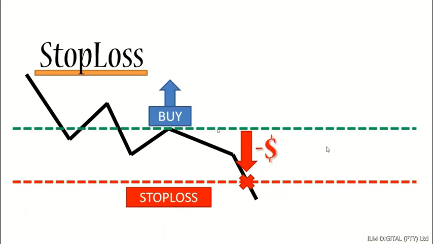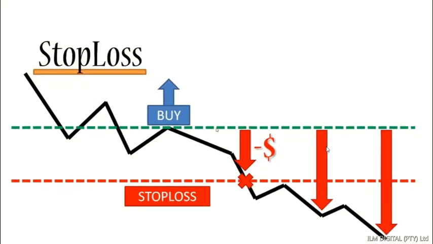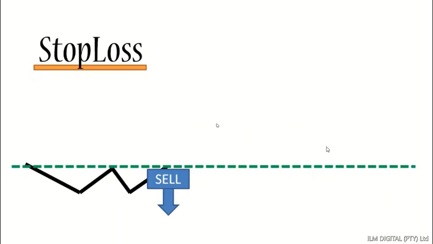Now let's say you didn't set a stop loss in this case, and the price kept continuing down. Guess what? This is where you'll lose your money. That's another area where you will lose your money.